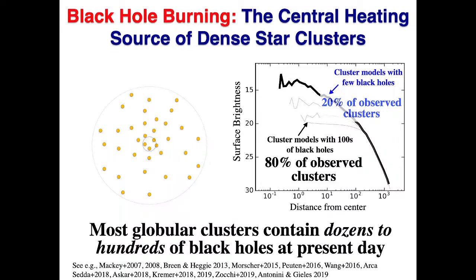But again, because most of the clusters in the Milky Way are not core collapsed, we expect that most clusters currently still have dozens to hundreds of black holes in their centers.